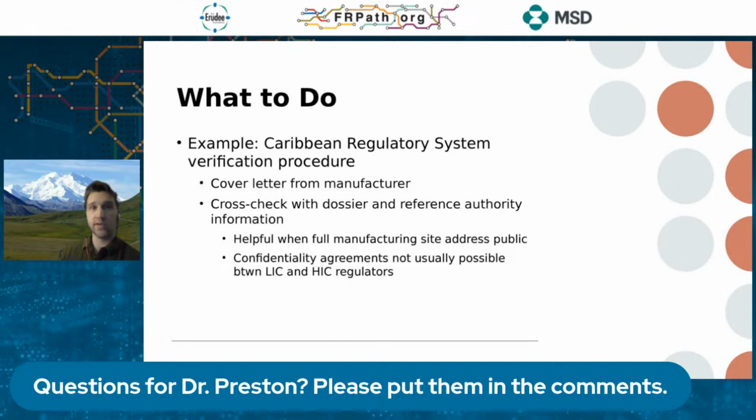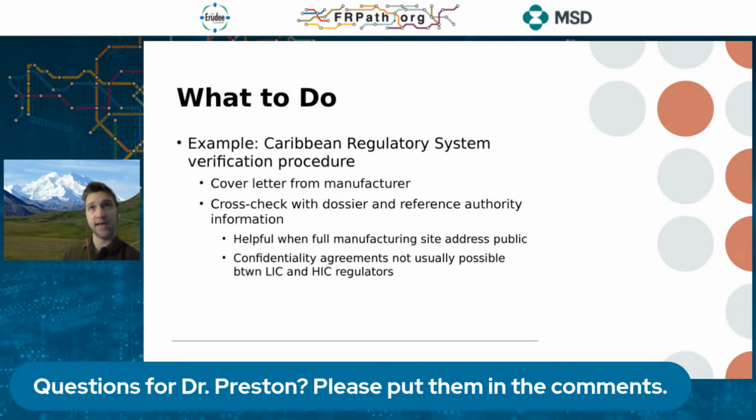So that was one important tool. And the other thing is that we would try to cross check as much as we could with what information was available on the reference authority's website. Sometimes in the market authorization certificate, you would have information like even the address of the manufacturing plant. So that was very helpful.